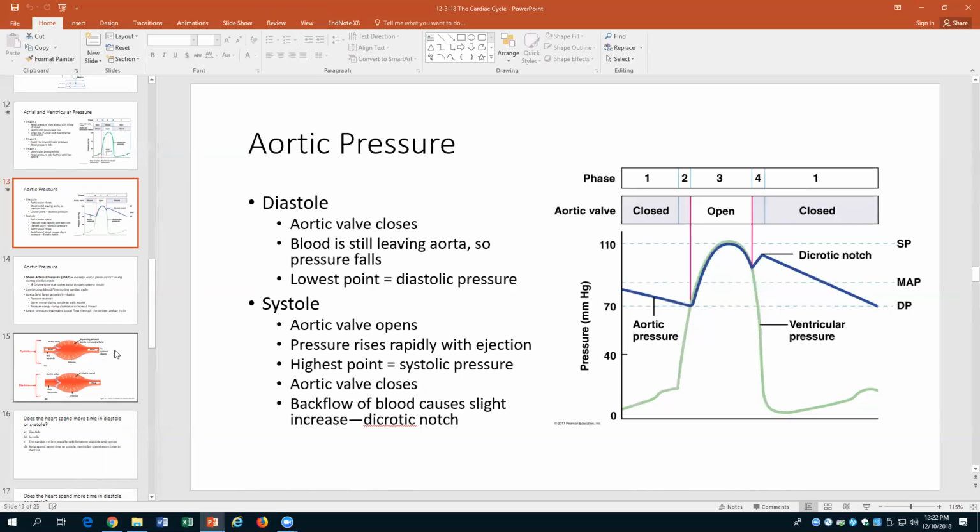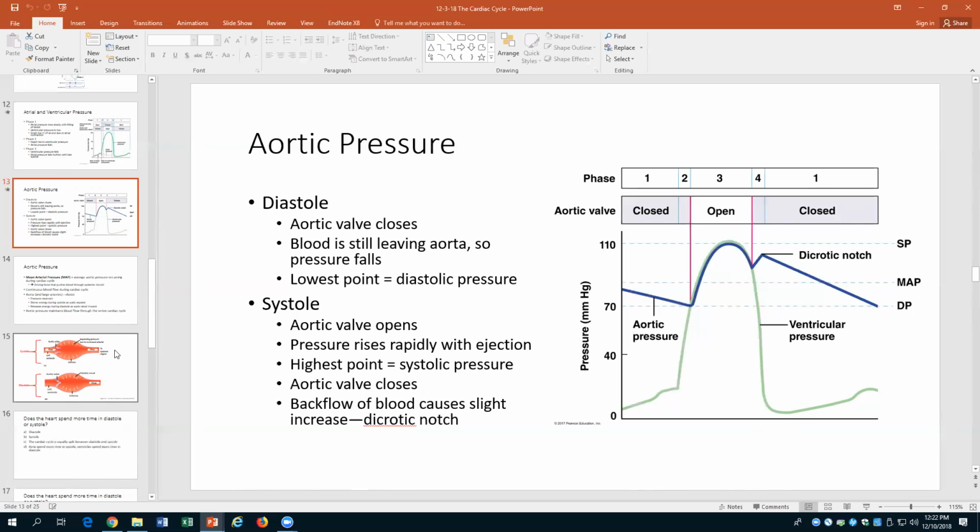Right, so the main takeaway message with aortic pressure is during diastole, when you close that valve, the pressure drops all the way, that lowest number is diastolic pressure. During systole, the semilunar valves open, the pressure rises, that highest number is your systolic pressure. If you average those out, that's your MAP.